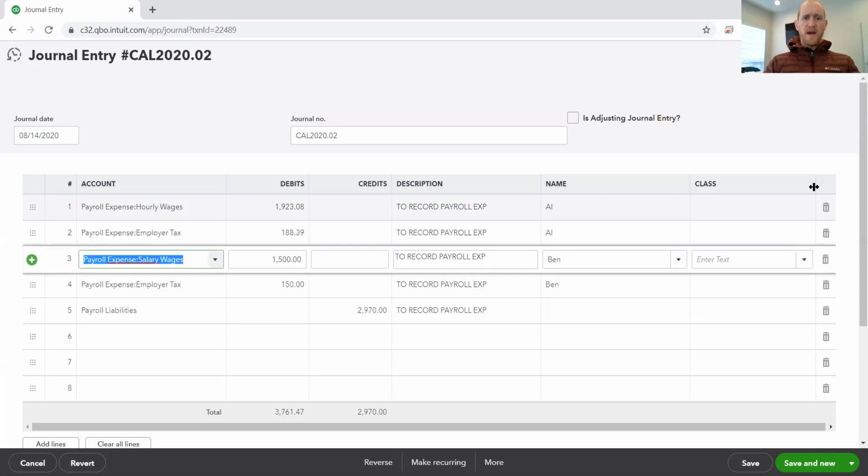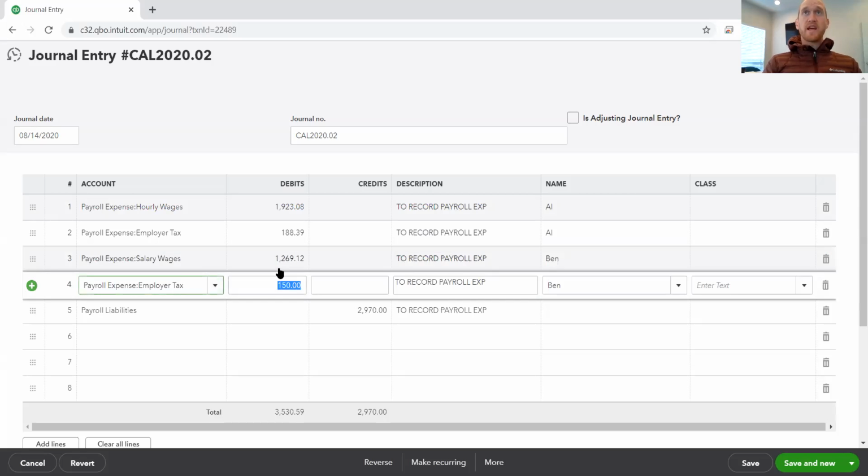Okay. And I'll go back and show you that again. What I'm looking at is the payroll wages, the payroll summary. And then the rest, okay, so then I'm going to do the next guy. The next guy is Ben, and he happens to be an hourly wage employee, and the total pay is $1,269. Then I put the name Ben under there, and then I go and do the employer taxes.